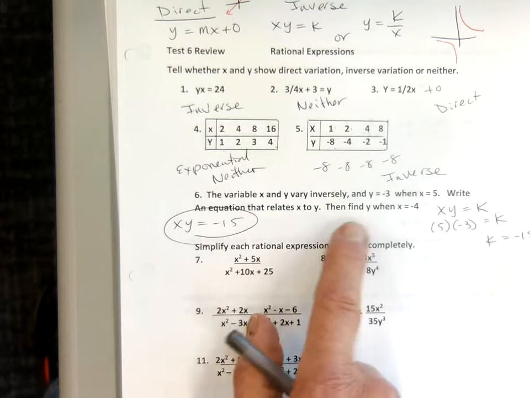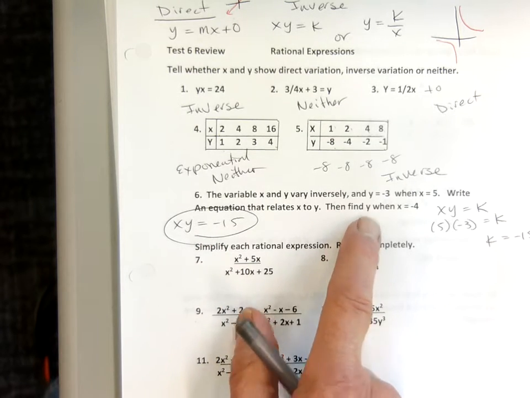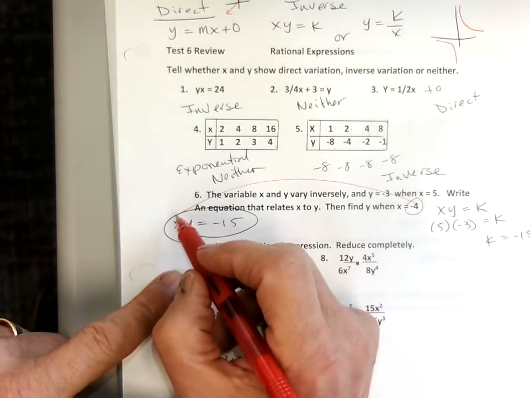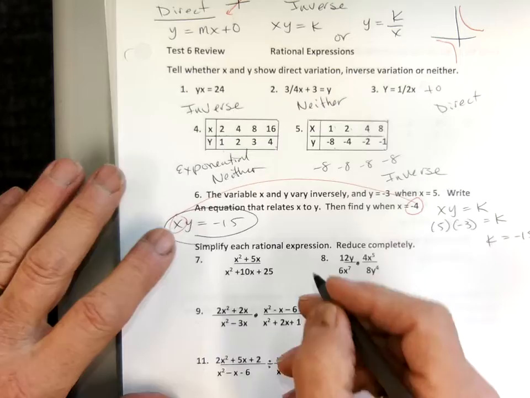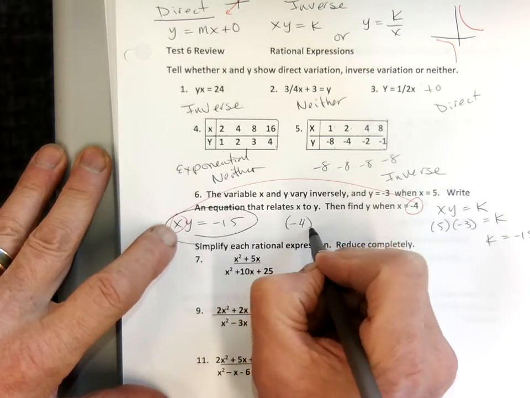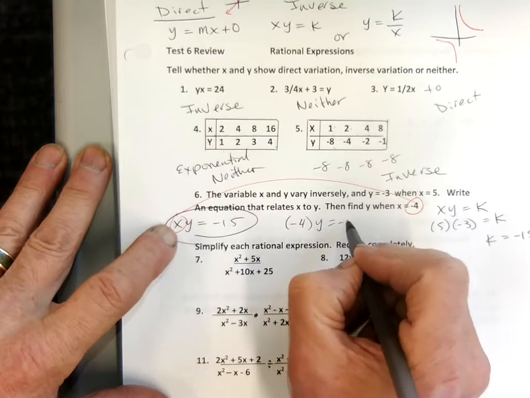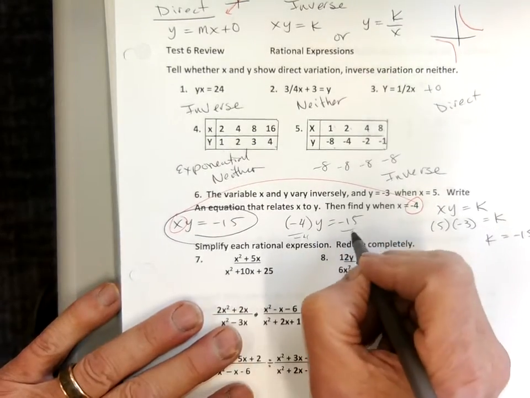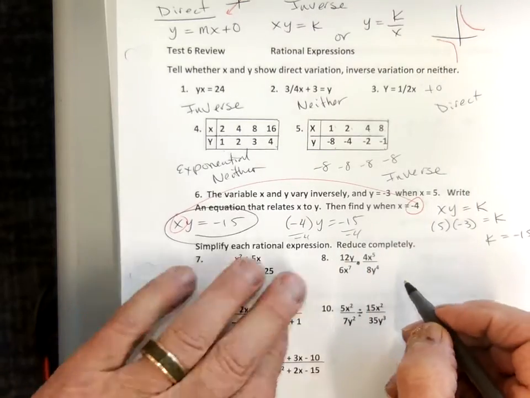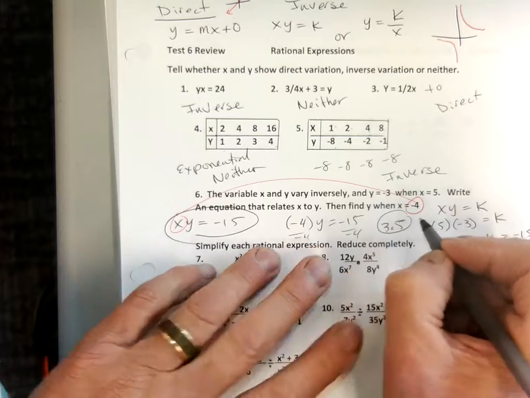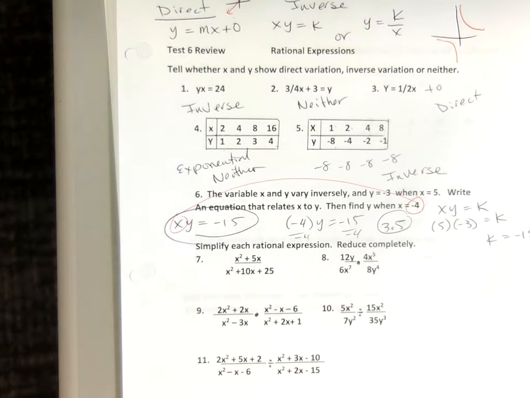Now the second part is find y when x is negative 4. So let's use our equation. Let's put negative 4 in for my x. Replace x with negative 4, times y equals negative 15. And solve. Divide by negative 4. What's that? 7 halves, 3.5. I think that's 3.5 for y. Okay? All right. I'll give you a second.